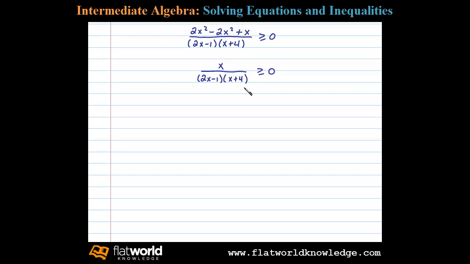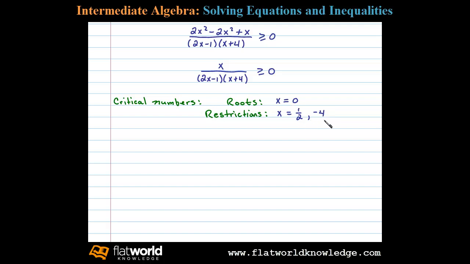Let's begin by finding the critical numbers. Now the critical numbers consist of the roots and the restrictions. Remember, the roots are the x values that evaluate to 0 in the numerator. So in this case we have a root at x equals 0. Now we have restrictions here. Restrictions are the x values that evaluate to 0 in the denominator. Here we have a restriction at 1/2, and another restriction at x equals negative 4.